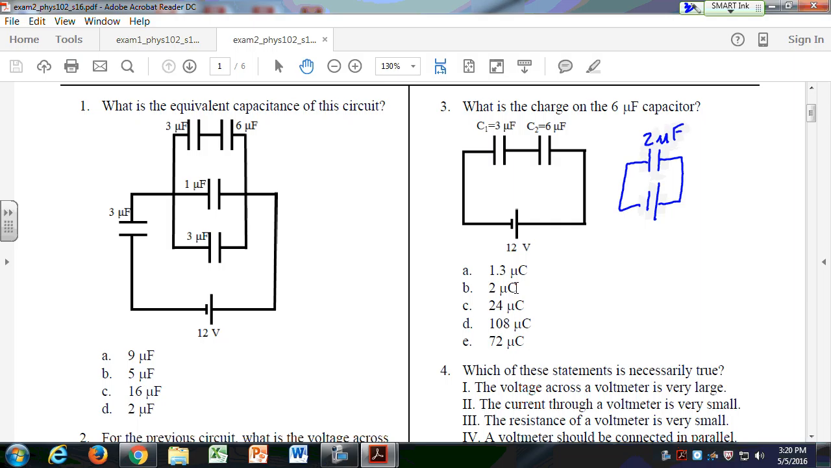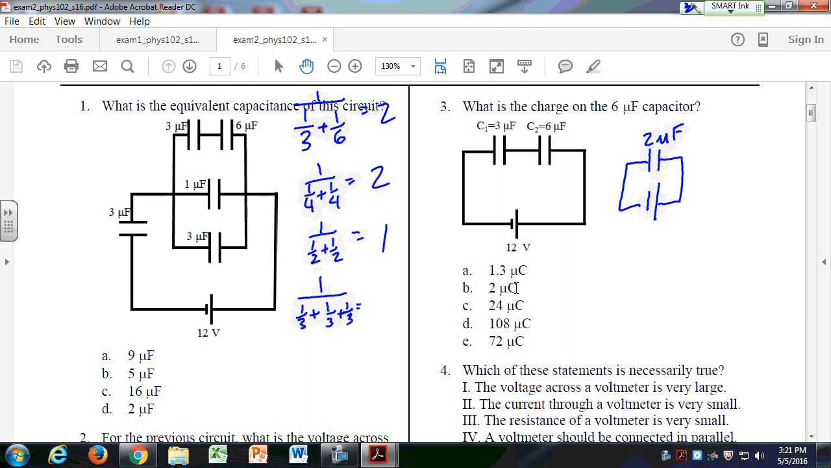Remember, it will help you to remember those common fractions that we use. If I have a 3 and a 6, 1 over 3 plus 1 over 6, that's equal to 2. 1 over 4 plus 1 over 4, that's equal to 2. 1 over 2 plus 1 over 2, that's equal to 1. 1 over a third plus a third plus a third is equal to 1. And then 1 over a third plus a half plus a sixth is 4 plus 6 plus 2, equal to 1. So it'll help you to just be familiar with those fractions because you'll see them pop up.